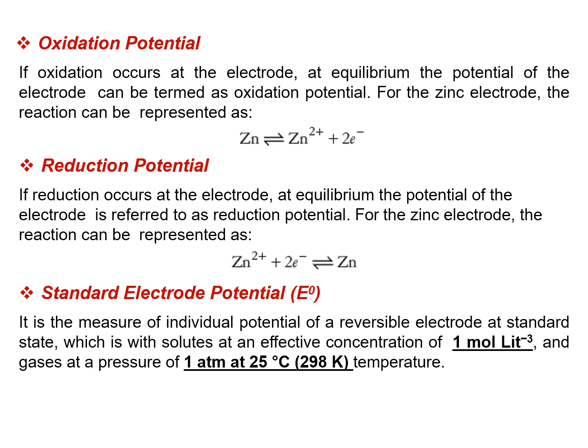Now, what are the oxidation and reduction potentials? When oxidation occurs at an electrode, we may write an oxidation potential. When reduction occurs at an electrode, we write it as a reduction potential.